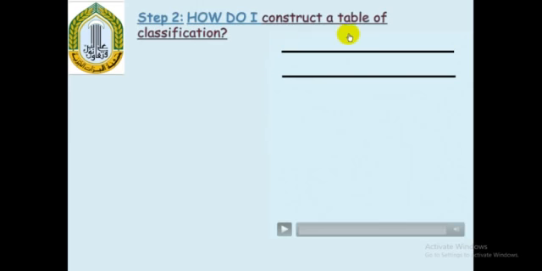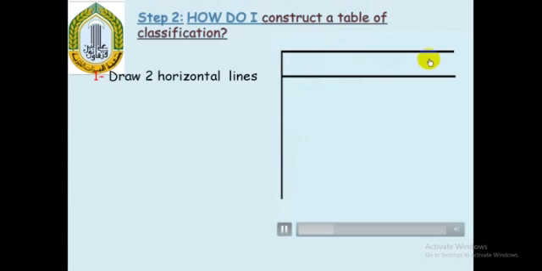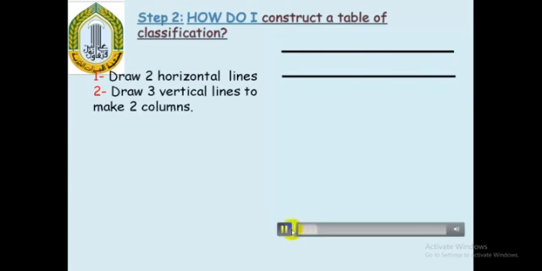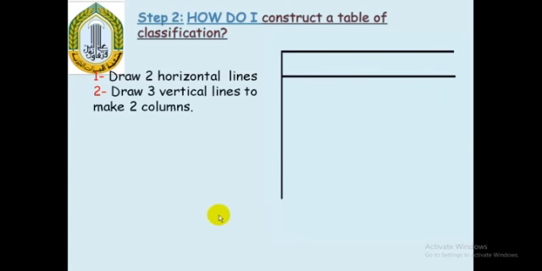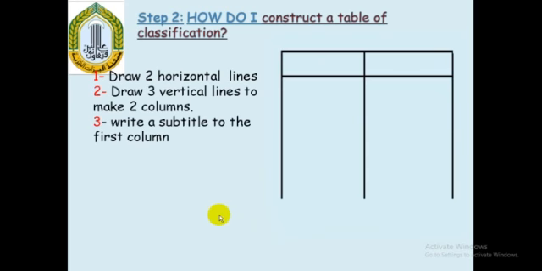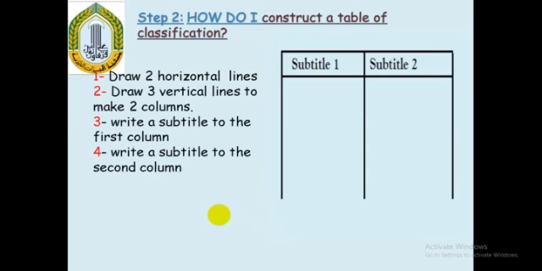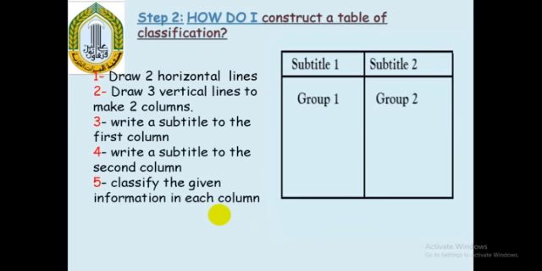So, how do we construct a table of classification? Let's see. First, we construct two horizontal lines, as you can see here. Then we draw the columns, the vertical lines. Then we write a subtitle for the first column, and then a subtitle for the second column. Then we classify the given information in each column, and finally we write a title.